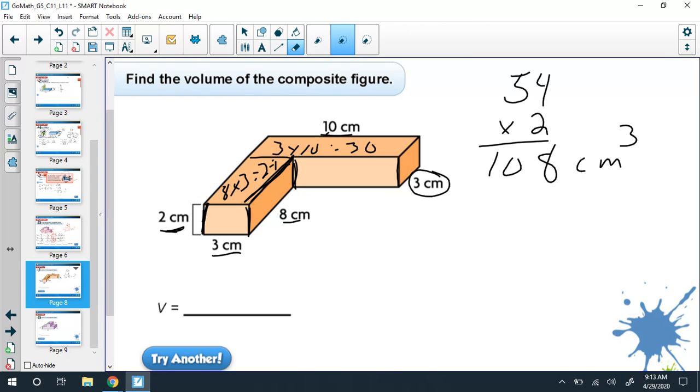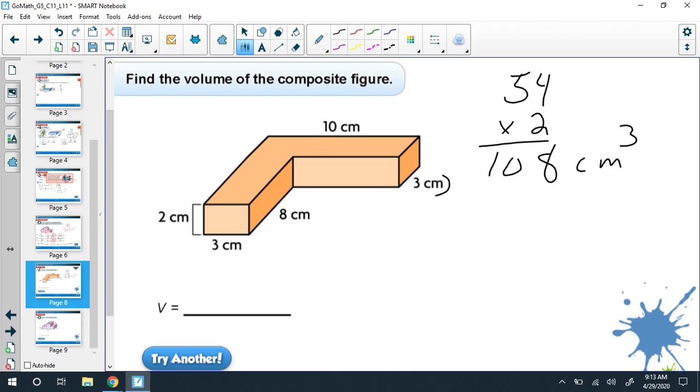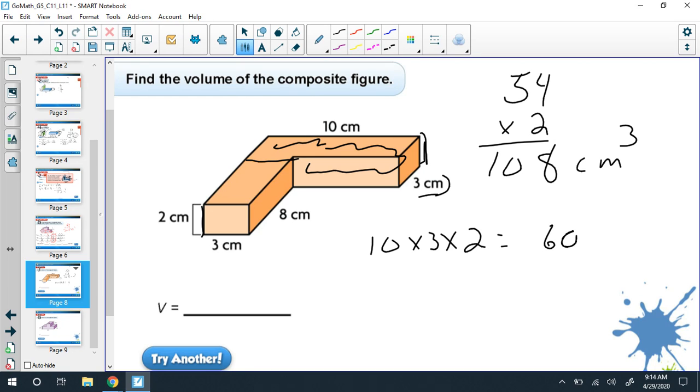Now, if you don't like that method, let's just really quick run through the other fashion of doing it. We're going to find our volume of this upper rectangular prism, and it's going to be 10 by 3. Remember, we said this measurement was all the same all the way around, so by 2. And 10 times 3 is 30, times 2 is 60.